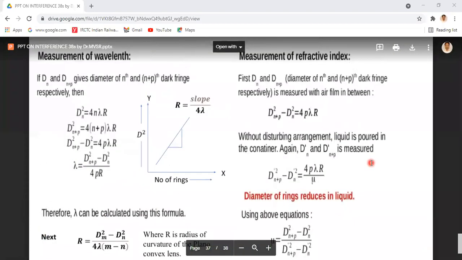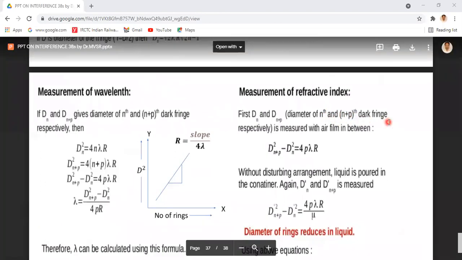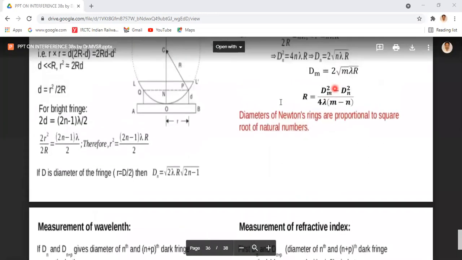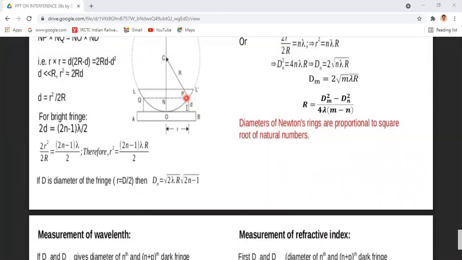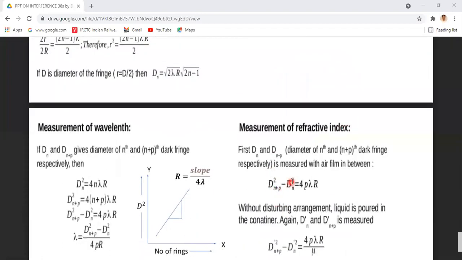Coming to the last one, measurement of refractive index. How can you measure the refractive index of any given thin film, oil film? First, Dn and Dn+p, the diameter of the nth ring and the diameter of the n+p dark ring, are measured with an air film in between. Consider this geometrical figure: this is a plano convex lens, this is a circular glass plate, and between them we place an air film. Then D squared n+p minus D squared n is equal to 4p lambda R.